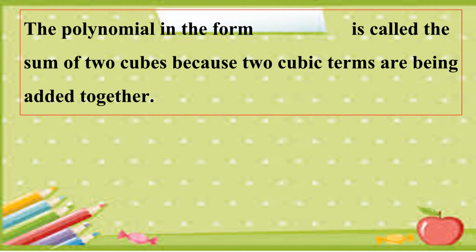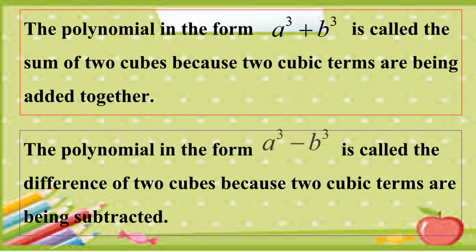The polynomial in the form a cubed plus b cubed is called the sum of two cubes because two cubic terms are being added together. The polynomial in the form a cubed minus b cubed is called the difference of two cubes because two cubic terms are being subtracted.